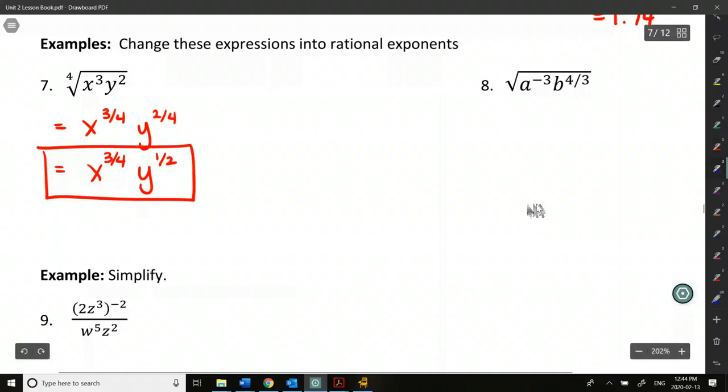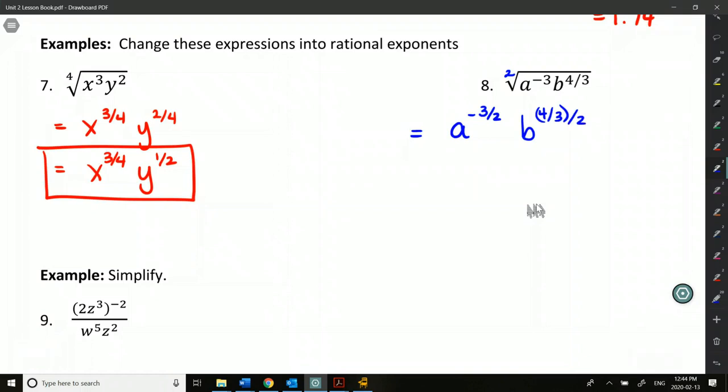Okay, same thing with the next one. So we're imagining that there's a 2 out here. It's a square root. We're going to do a to the negative 3 over 2. And this one already has a fraction, so it's like 4 over 3 over 2. So we're going to have to simplify that.